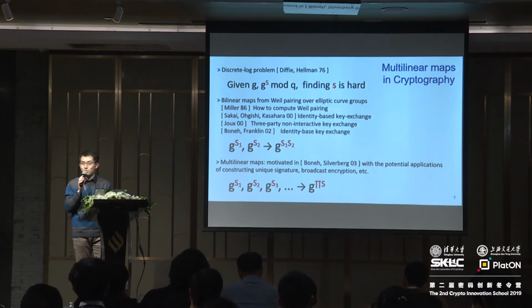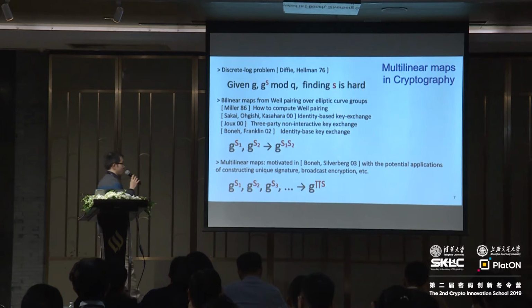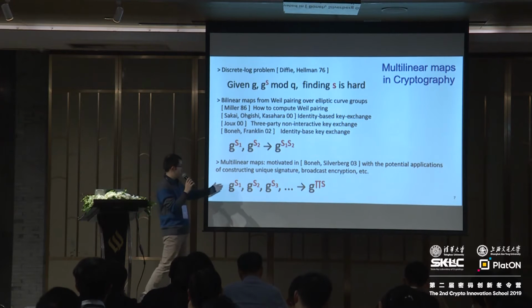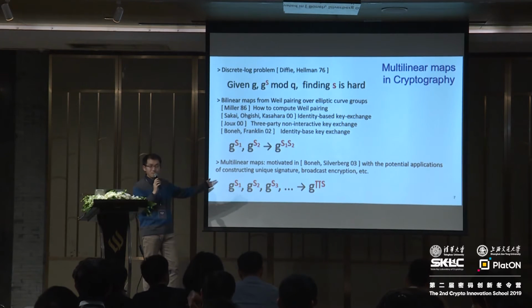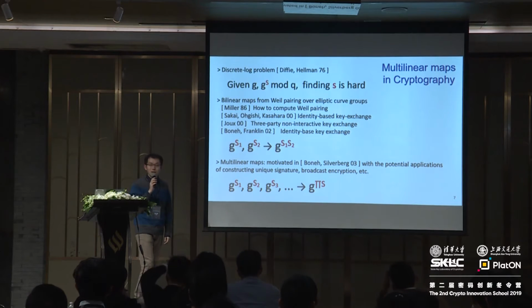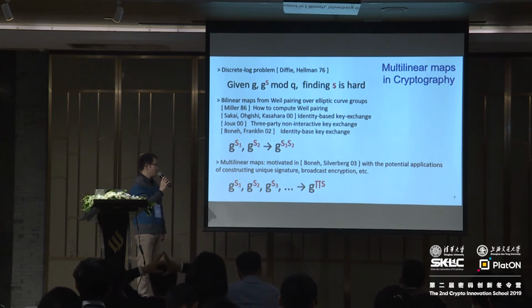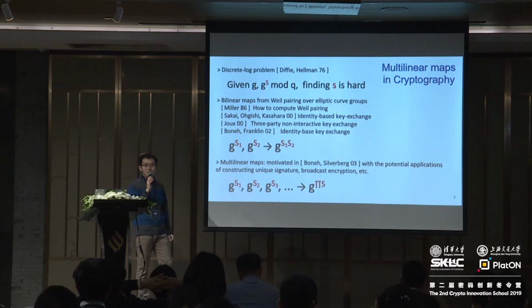So let me roughly describe the goal of a multilinear map. Suppose you have a lot of starting groups, maybe they are the same, maybe they are different, and you can somehow encode all the secrets in the exponent. Although on the curve it's not really the exponent, let me just use this notation for now.